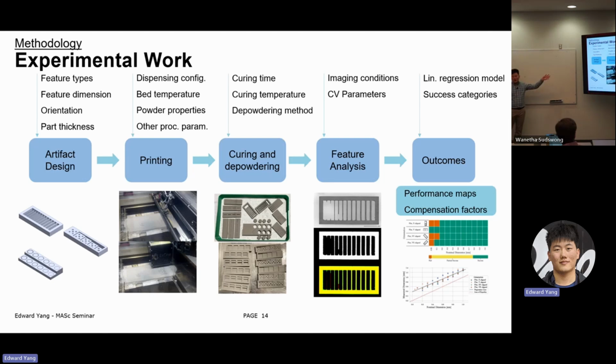So first, I designed certain artifacts that chose certain feature types, dimensions, and orientations. Once those are designed, I ran those files through the printer to generate the parts using a specific set of configuration and process parameters. Those parts were then cured and depowdered, and then imaged to do feature analysis using computer vision to determine what features printed successfully and the degree to which it's printed successfully. And then from there, the outcomes can be analyzed using these performance maps, and compensation factors can be generated from looking at the dimensional accuracy.